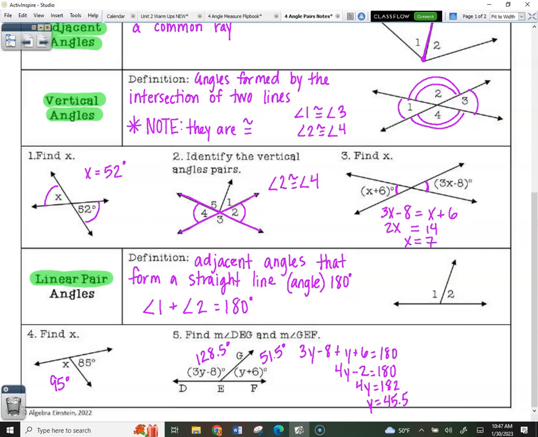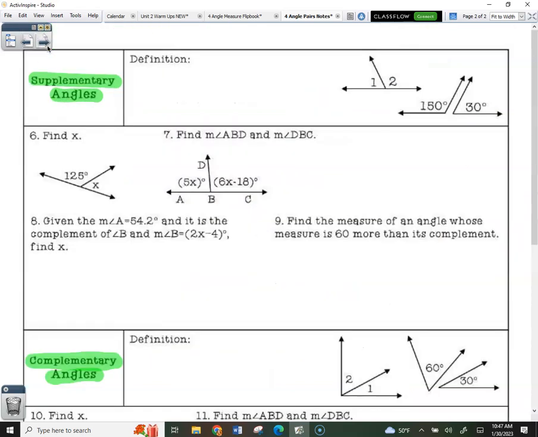All right, go to the back. We've got complementary and supplementary. Actually, I don't know why they don't start with complementary. They go straight to supplementary. Oh, I know why, because of linear pair. All right, so we just talked about linear pair, right? That's when angles form a straight line. The name should tell you what they form.